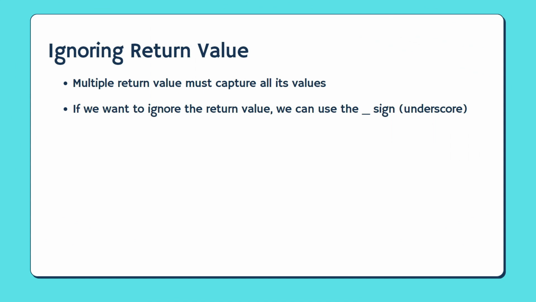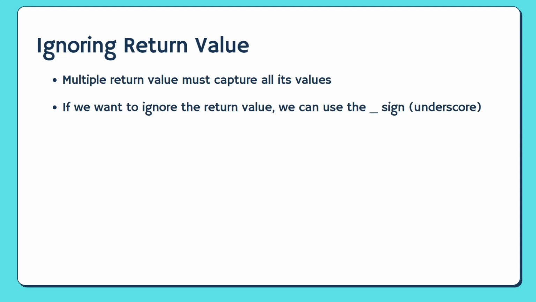Ignoring return value. Multiple return values must capture all their values. If we want to ignore a return value, we can use the sign underscore.